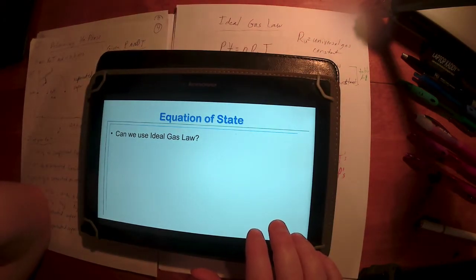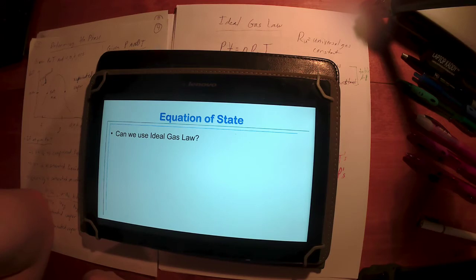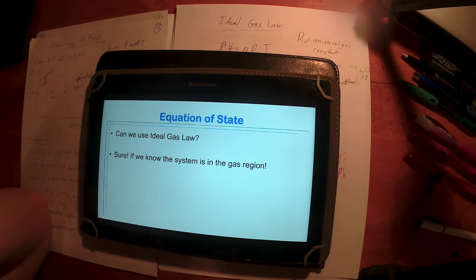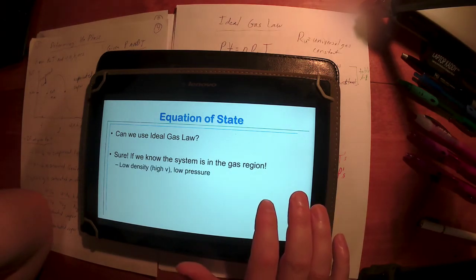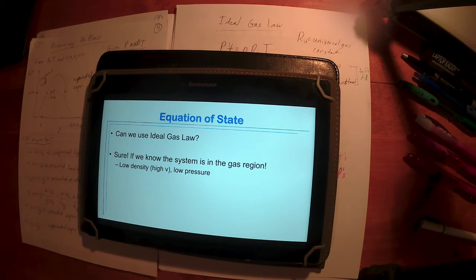Well, I hope they talk to you in a chemistry class about the idea that no gas is ideal. It is only an estimate. It's a pretty good estimate, but it's only an estimate. Okay. How do we know if we can use it? Well, sure, if I know I'm in the gas region. Right? Where is the gas region? Well, that's if my density is low or my specific volume is high. If my pressure is low, then okay.